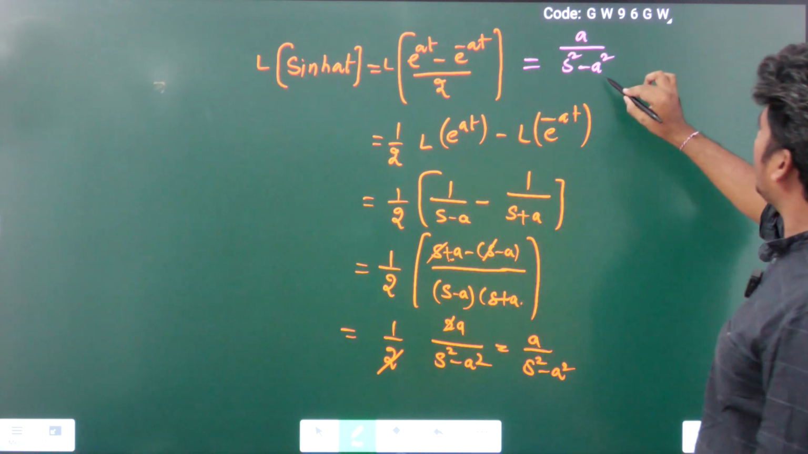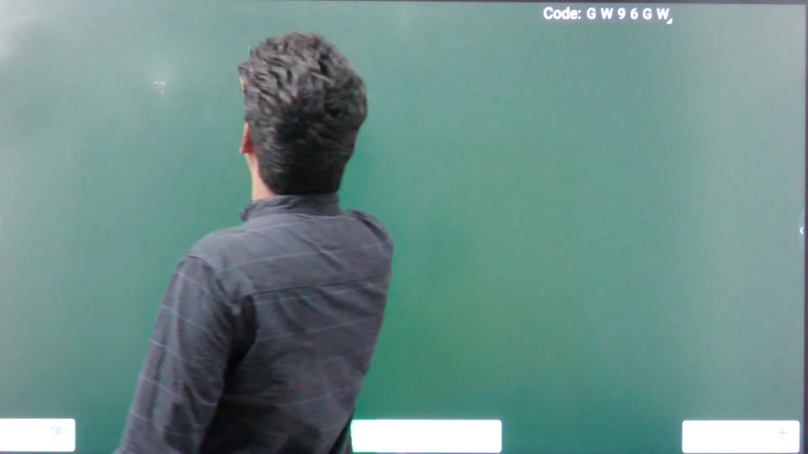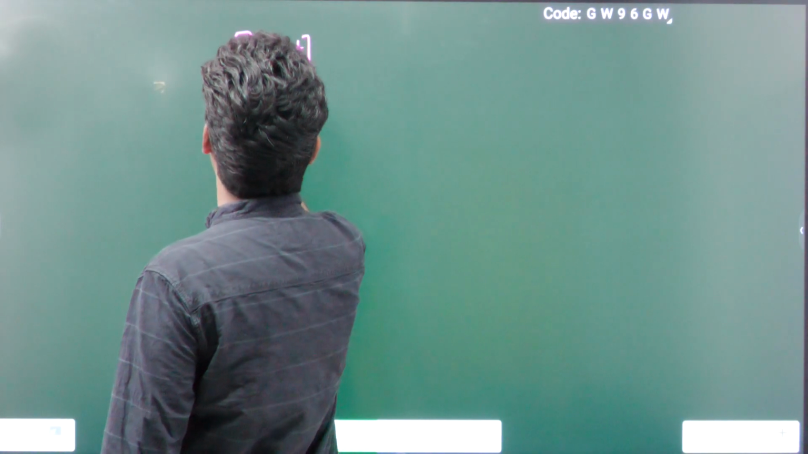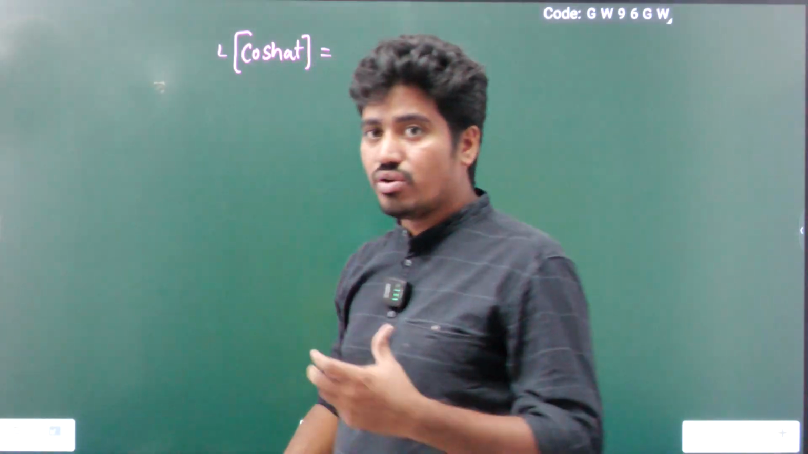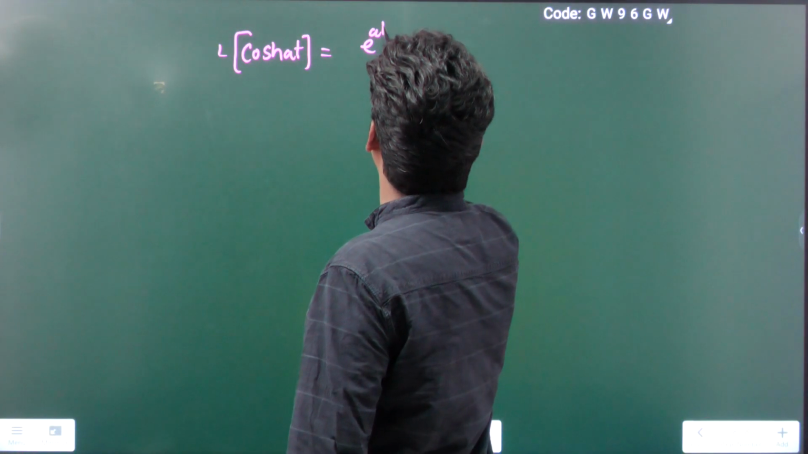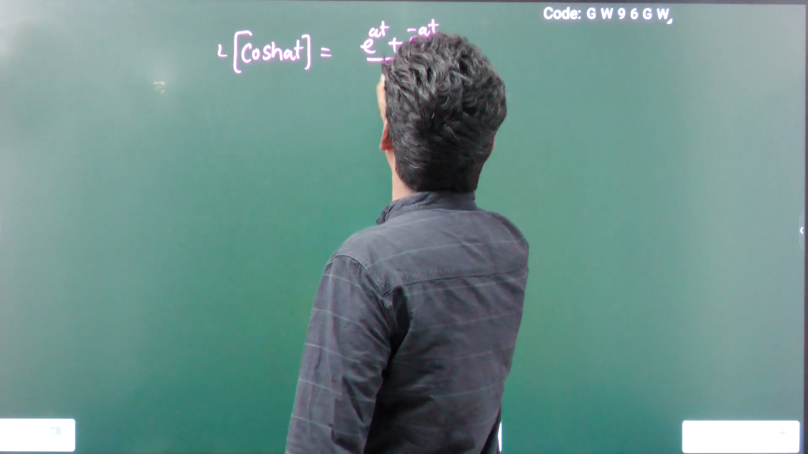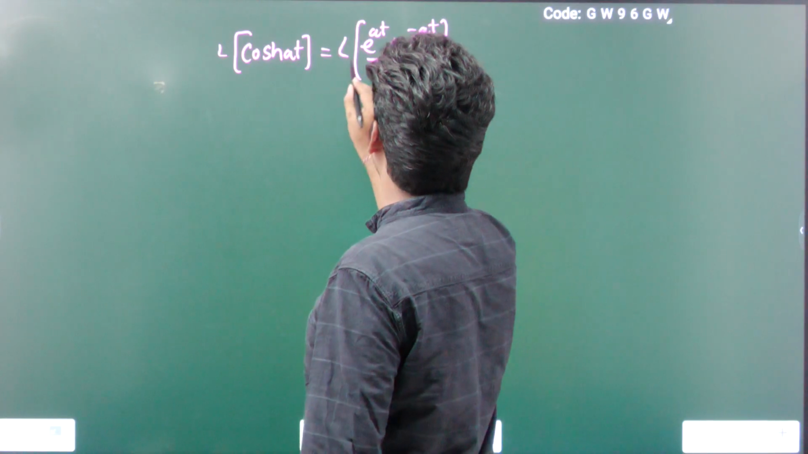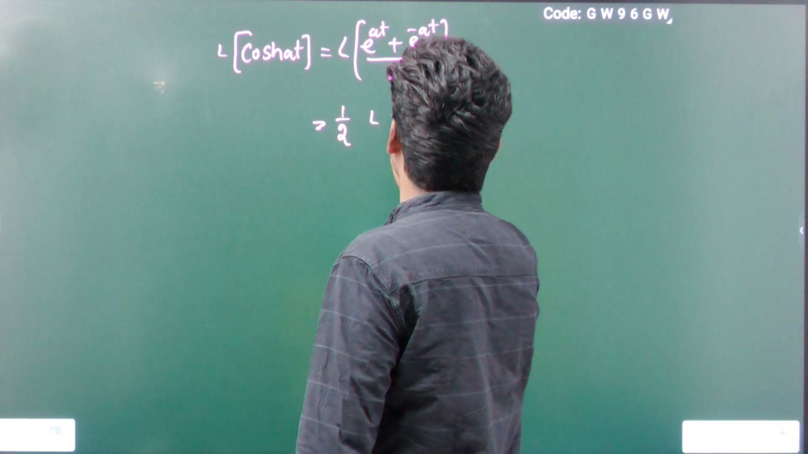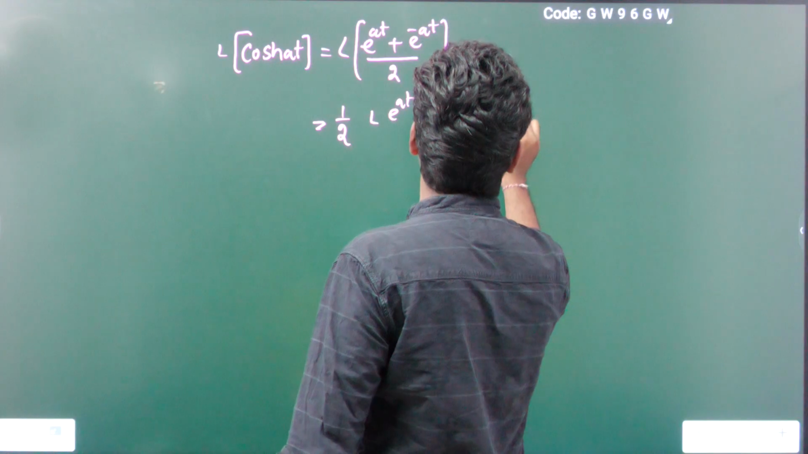This is again one of the important formulas. Right, next one. What is the Laplace transformation of cos h at? First we convert cos h to exponential format, so that is e power at plus e power minus at divided by 2. This is the Laplace transformation we require. Individually we apply it: 2 is a constant, so the Laplace transformation of e power at plus the Laplace transformation of e power minus at.